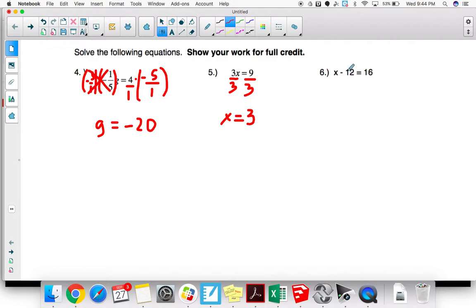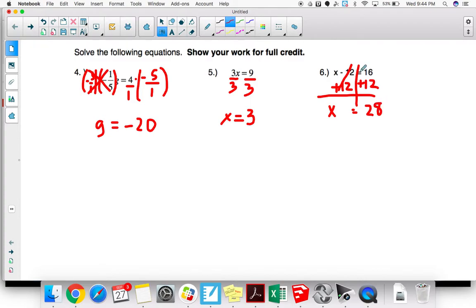Okay. Over here, my variable is on the left again. So I'm subtracting 12 from the variable, and the inverse of that would be to add 12 to both sides. And then the -12 and +12 cancel out. If we work in columns, this column, the 12s are gone. So we have an X left over, and then we have an equal sign. And then 16 plus 12 is 28.